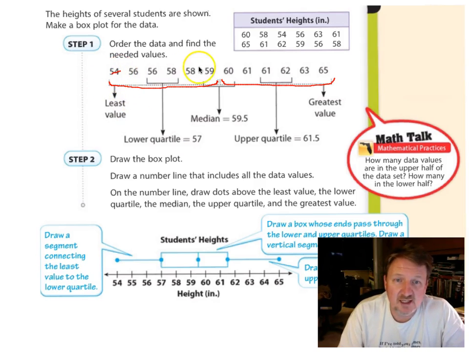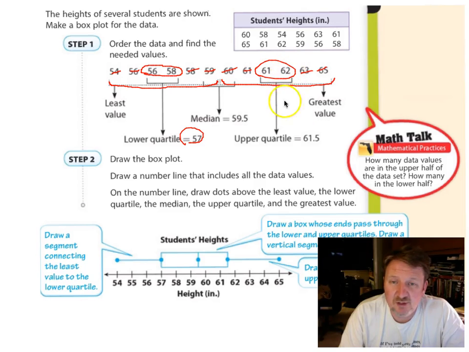Once again, I eliminate from the outside in. Here I have 2 numbers again, 56 and 58. If I add 56 to 58 and divide by 2, I come up with 57. That's my lower quartile. Then I do the same thing here, outside in. That's 1, then 2, and I have 2 numbers in the middle, 61 and 62. If I add those 2 up and divide by 2, I get an average of 61.5. So my upper quartile median is 61.5.